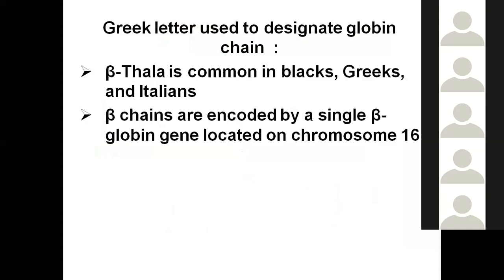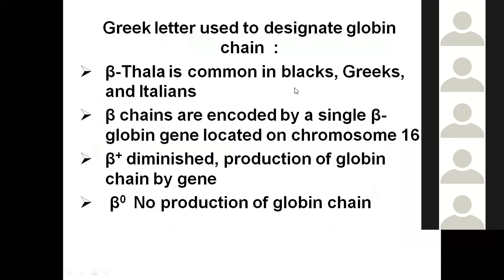All right, now I want you to see this slide. This is the Greek letters used to designate globin chains. Beta thalassemia is common in blacks, Greeks and Italians. Beta chains are encoded by a single beta globin gene located on chromosome 11. This means reduced production. Can you see this beta plus sign here? Beta plus is reduced production of globin chain by the gene.